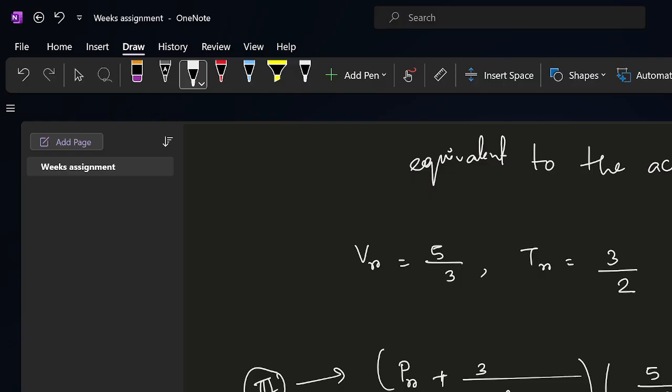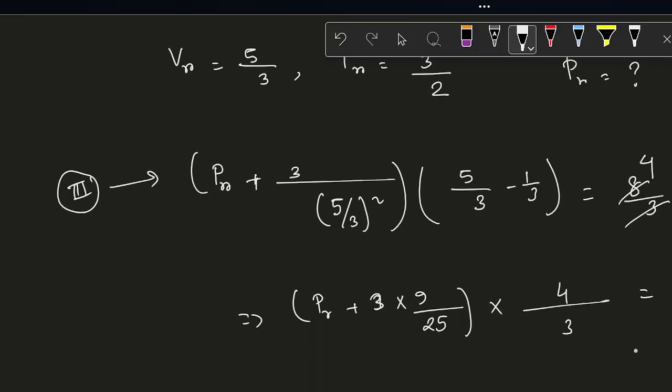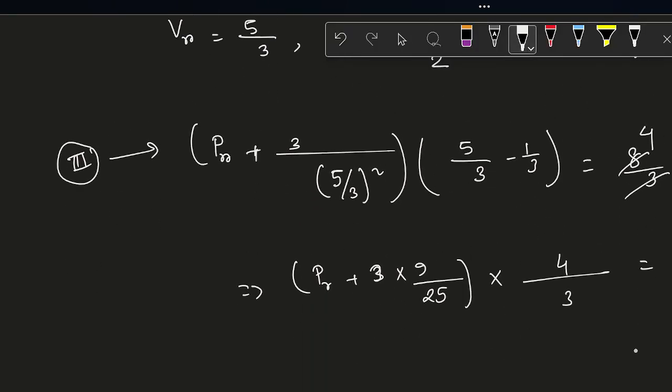Okay, so we are basically in the middle of a solution here. We are solving question number 2 from week 5 assignment. So by replacing the value of the reduced volume and temperature, we calculate the value of reduced pressure. So this is 4 by 3 and this is 4. So this 4 and 4 also cancels out.